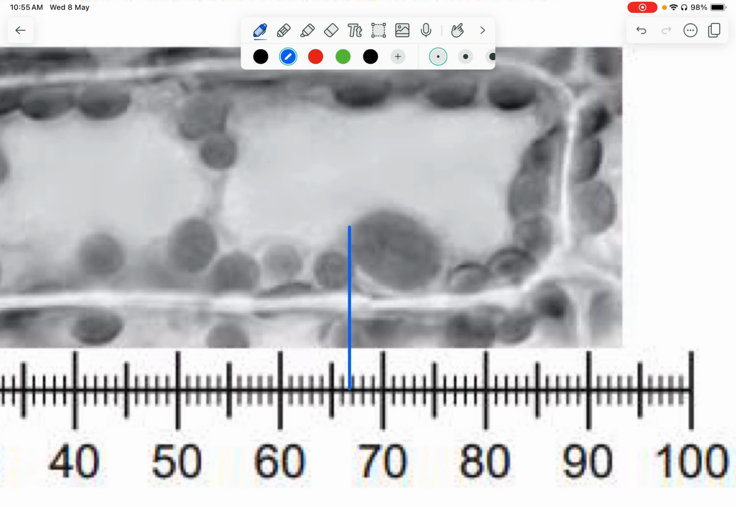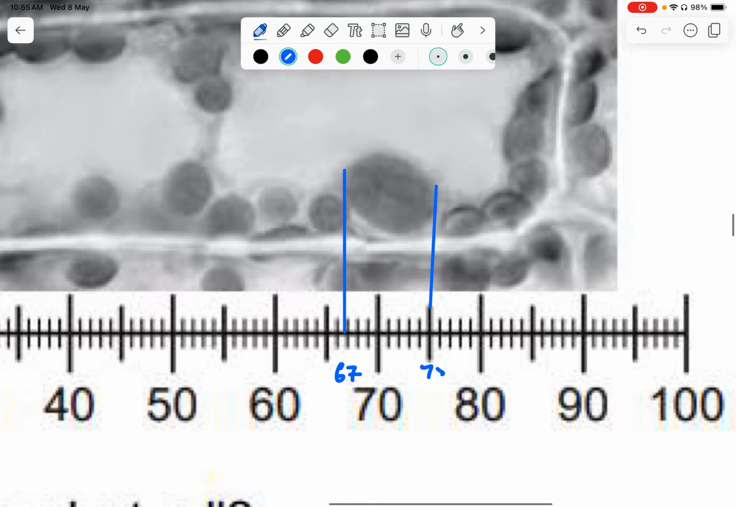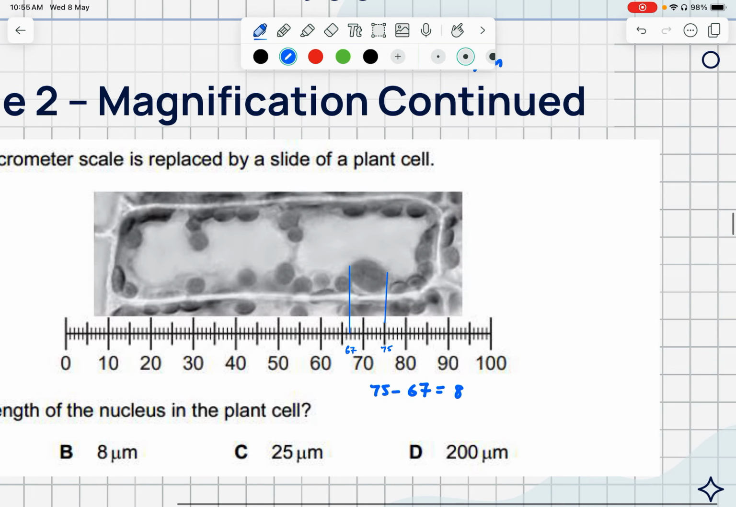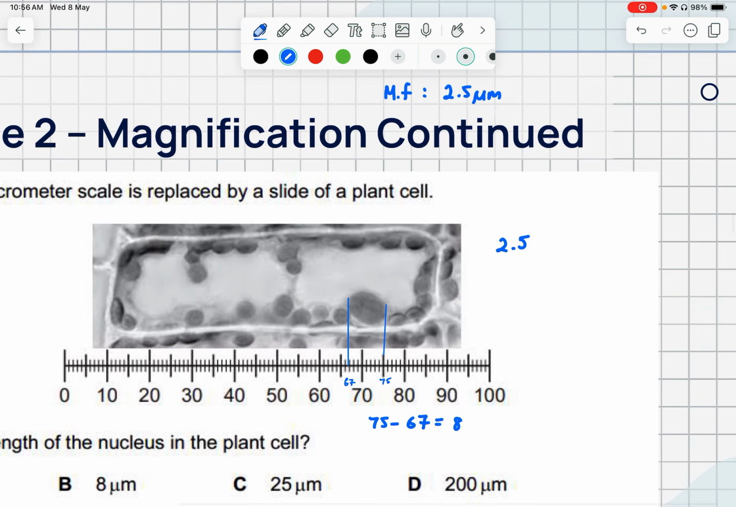So I take it as 67 and it reaches about here, which is about 75. So I take 75 minus 67. So this will be about 8, I think. 75 minus 67. Yes, it's 8. So I will take 2.5 times 8. You get the answer about 20.